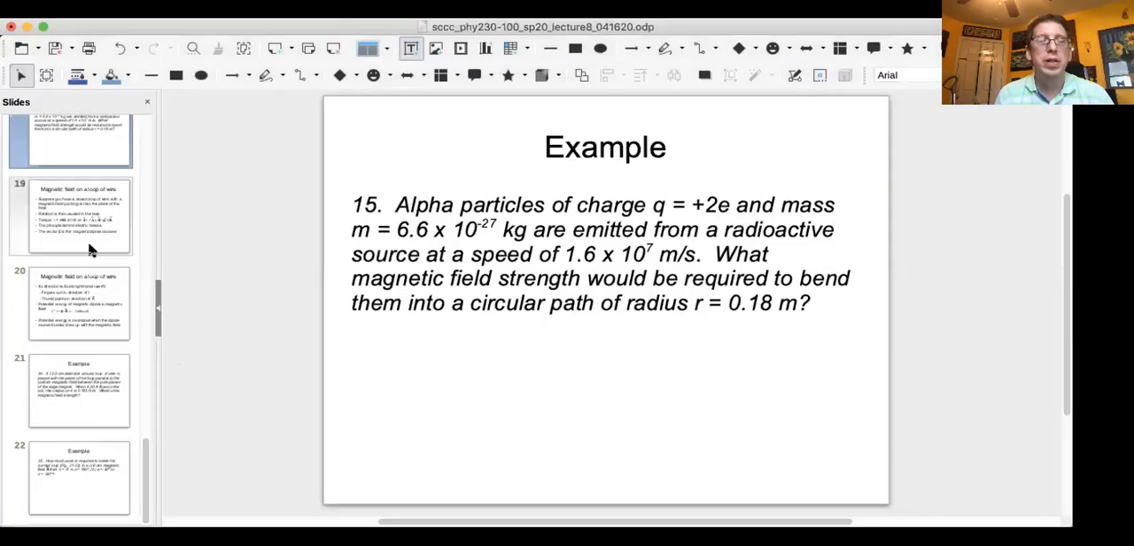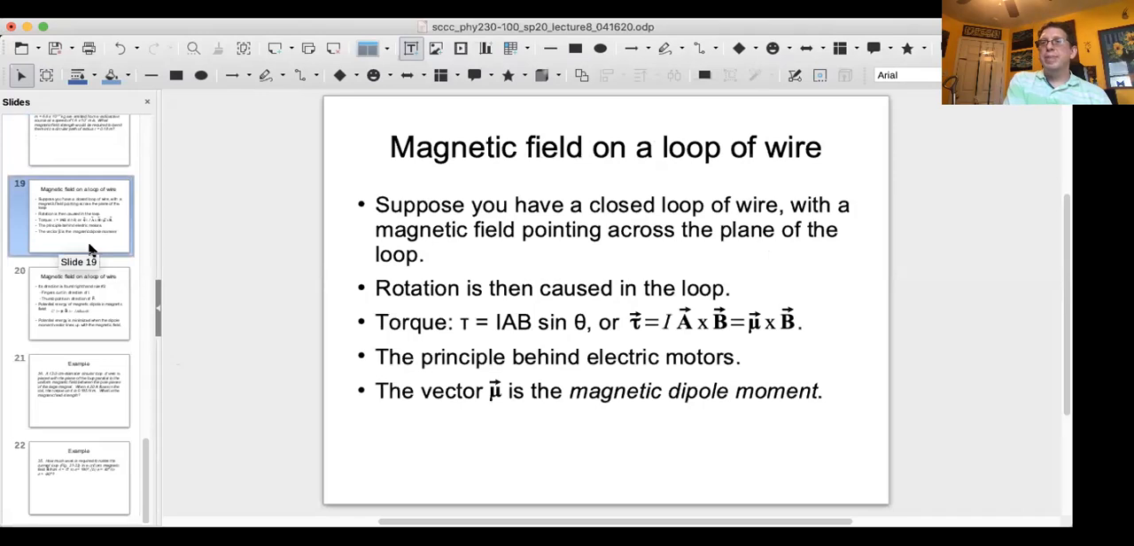Okay, so moving on to the last 4 slides of our lecture. Here we're going to talk about the magnetic field on a loop of wire. So suppose you have a closed loop of wire with the magnetic field pointing across the plane of the loop. So let's visualize this.